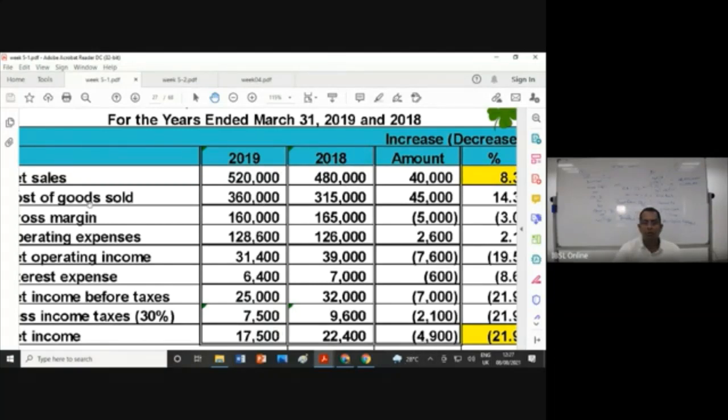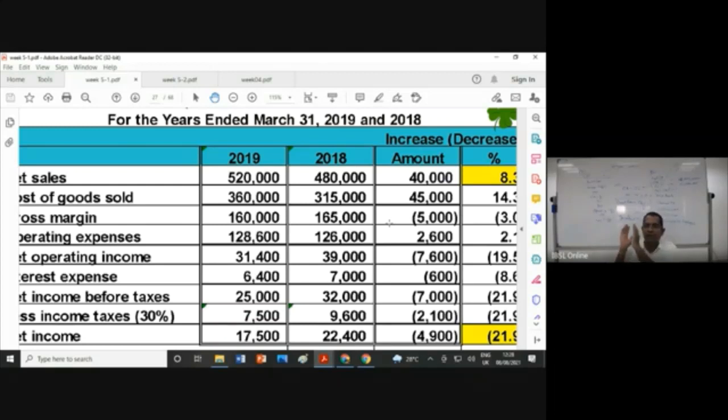So on a horizontal analysis, net sales have an increase of 40,000. 520 minus 480, right? 40. 40 divided by 480 is 8.3%. So that is a horizontal analysis, what we will do, right? This is an example, so you can work it out and see. I just took a few items from that. I didn't go one by one.